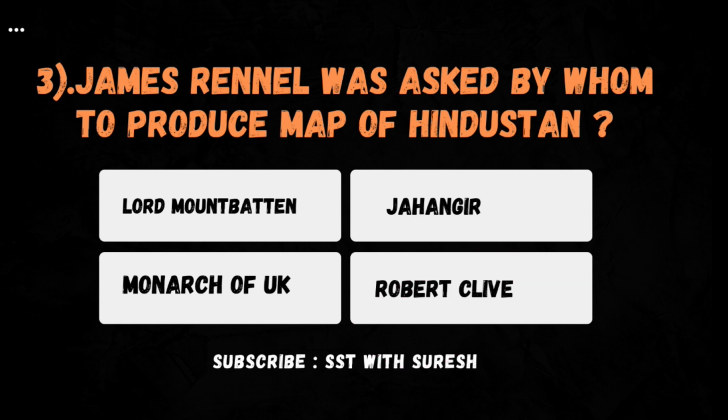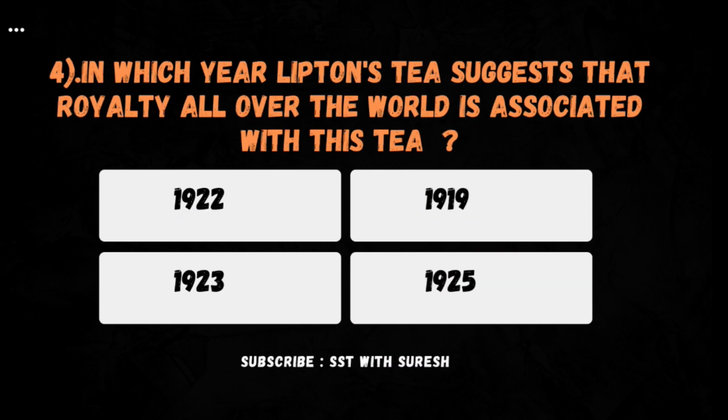Okay, next question, question number 4. Question number 4 asks you, in which year did Lipton's tea suggest that royalty all over the world is associated with this tea? And the options for question number 4 are: option A 1922, option B 1919, option C 1923, and option D 1925. And the correct answer for question number 4 is that in 1922, Lipton's tea suggested that royalty all over the world is associated with this tea.